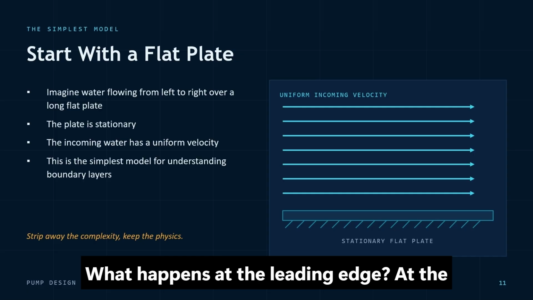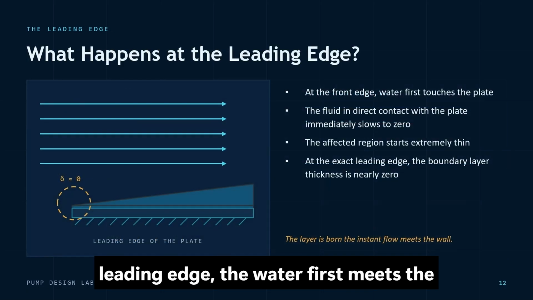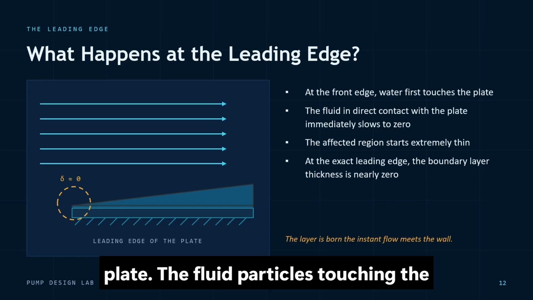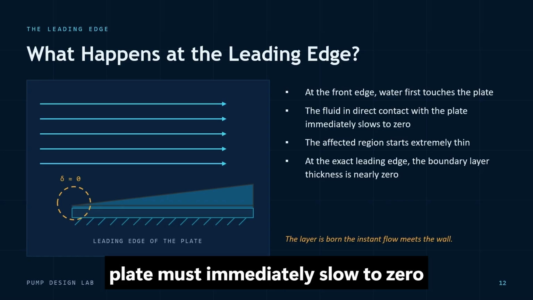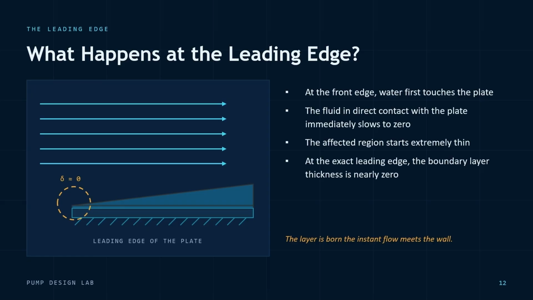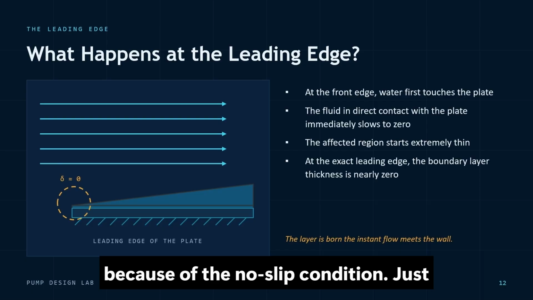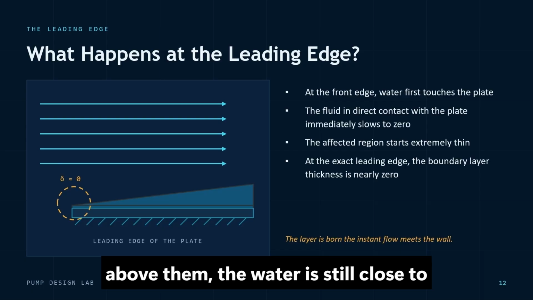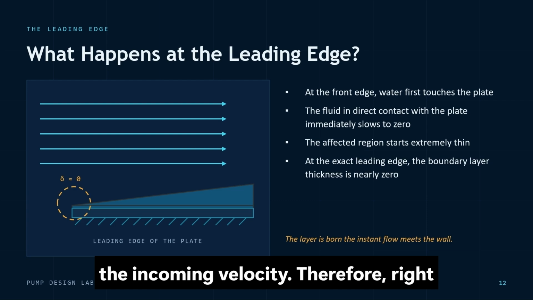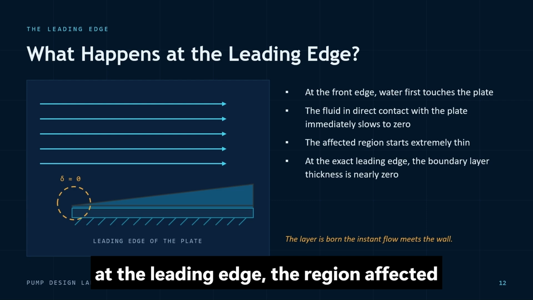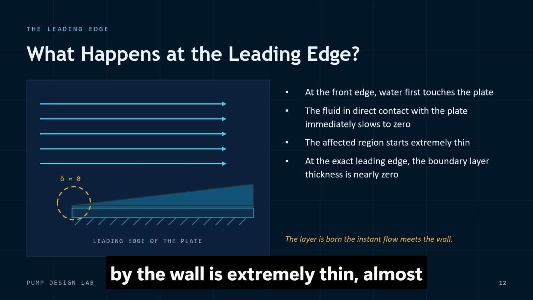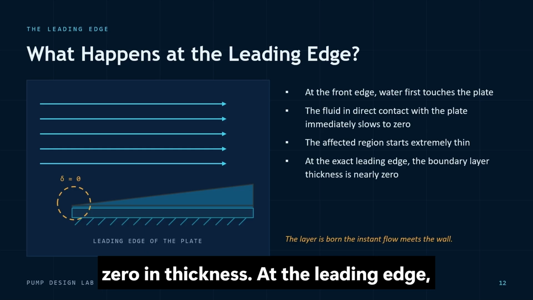What happens at the leading edge? At the leading edge, the water first meets the plate. The fluid particles touching the plate must immediately slow to zero because of the no-slip condition. Just above them, the water is still close to the incoming velocity. Therefore, right at the leading edge, the region affected by the wall is extremely thin, almost zero in thickness.